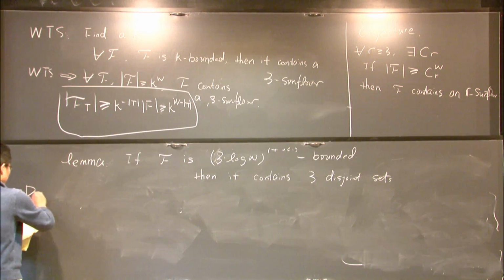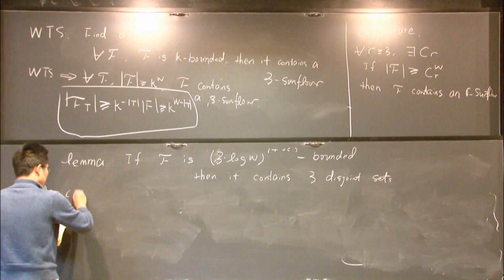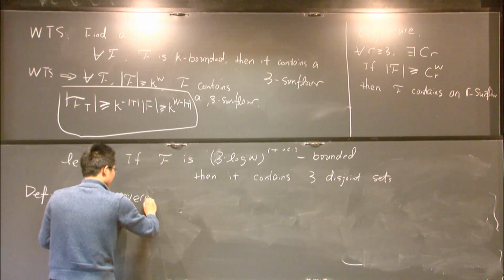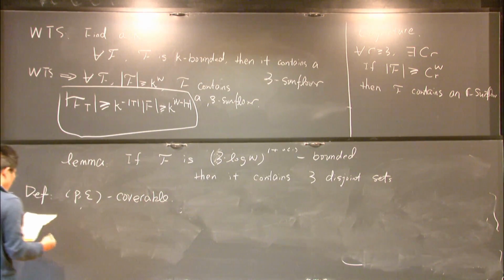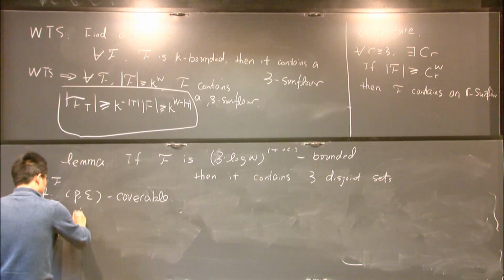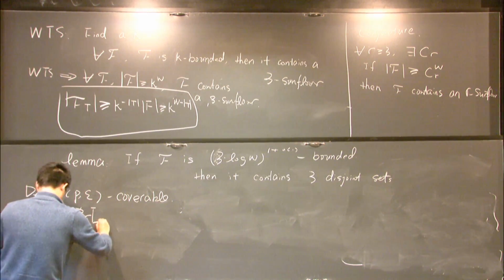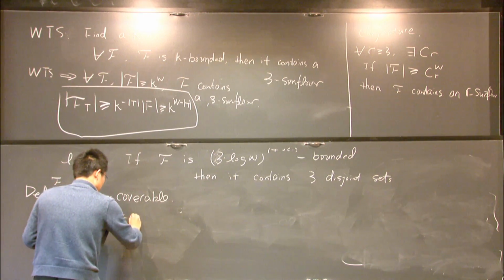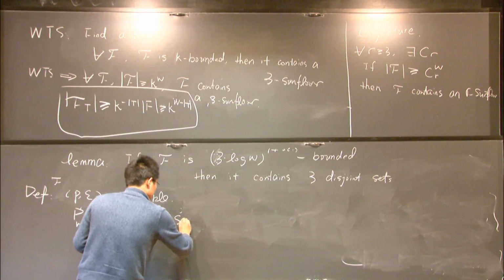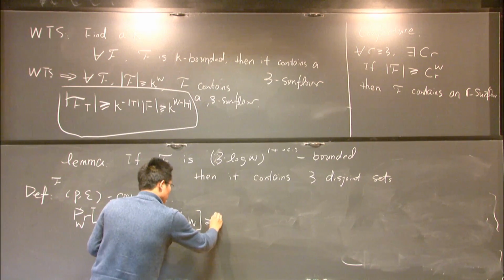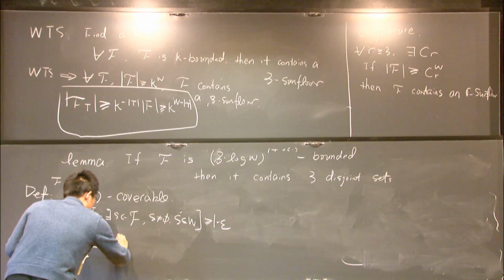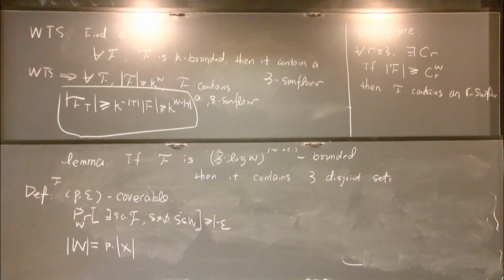Okay, then we are going to define p epsilon coverable. We say that the system F is p epsilon coverable if the following is true. If for random W, there exists S, S not equal to the empty set and S is a subset of W, with probability larger than 1 minus epsilon, and the size of W is p times X. Now this is the definition of coverable.